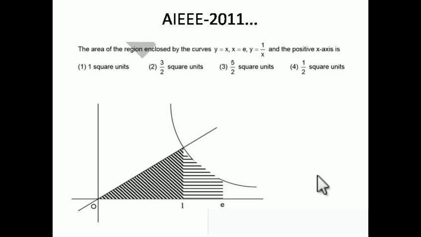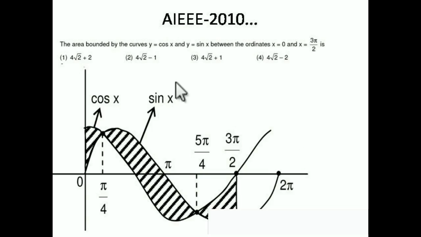Okay, let's see one more example. This question was asked in JEE 2010. The area bounded by the curves y is equal to cos x and y is equal to sin x between the coordinates x is equal to 0 and x is equal to 3 pi by 2. Each and every student of 11th and 12th science knows the graph of y is equal to cos x and sin x. So this is the graph of y is equal to sin x, and this is the graph of y is equal to cos x.